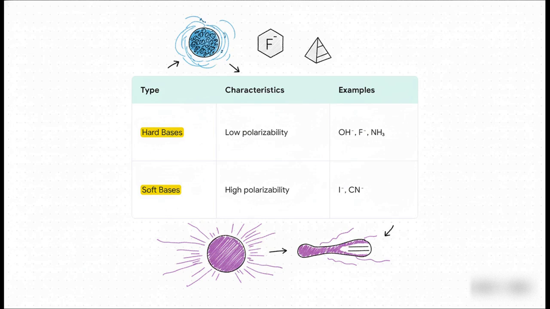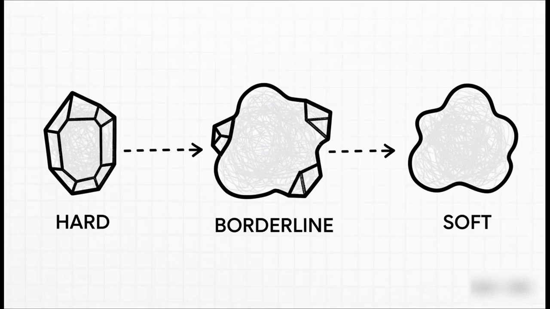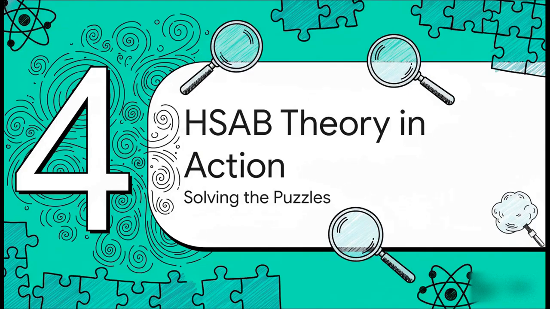Their electrons are way out there, just ready and willing to be shared in a nice covalent bond. But chemistry is never just black and white, right? Of course, there's a gray area. We call these borderline cases. They're kind of in the middle, and they can play for either team, hard or soft, depending on the situation they're in. Okay, so now we've got this whole classification system down.